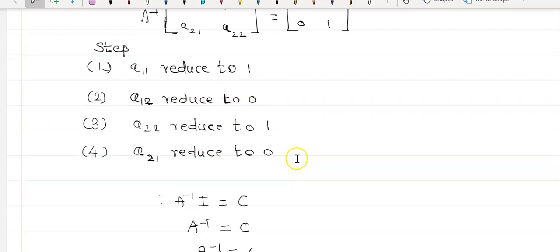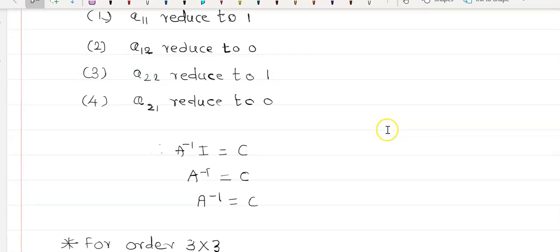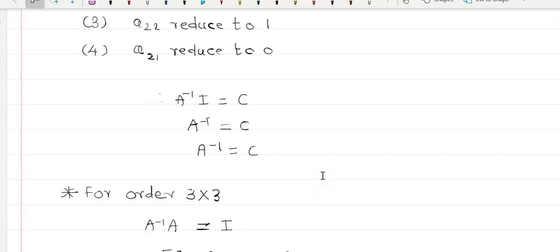And in this way, you will get another matrix on the right hand side, and that is the inverse of that A. Therefore, here is A inverse into I, and A inverse into identity is again the inverse. Therefore, A inverse is equal to C.